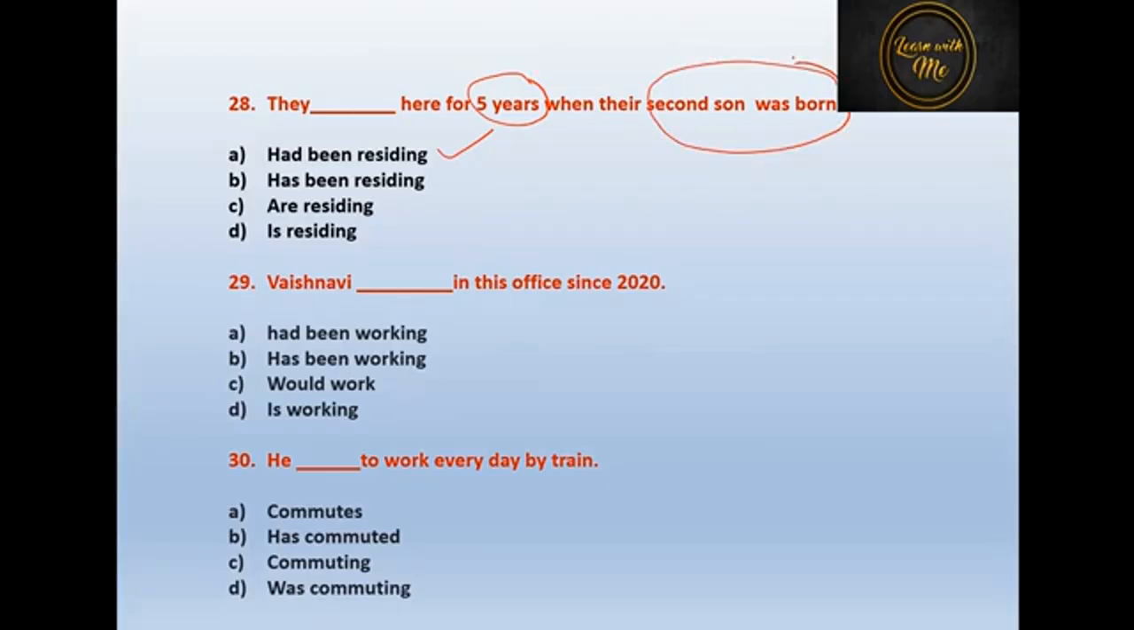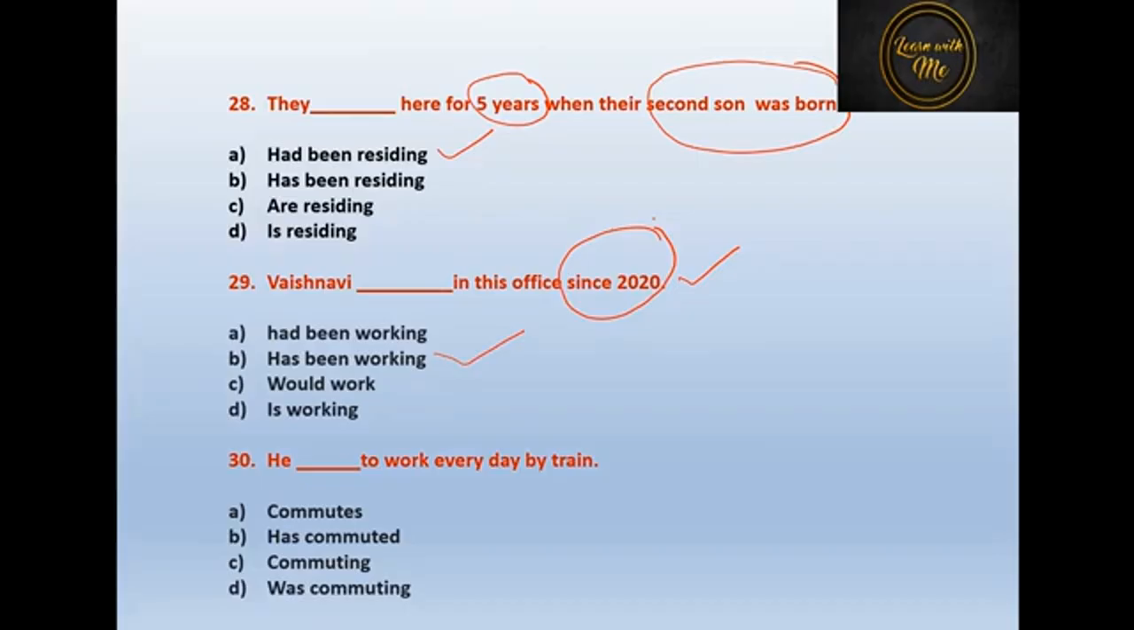Now see the next question, question number 29. Vaishnavi blank in this office since 2020. Here, this particular sentence is nothing but present perfect continuous. An action began in the past and it is still going on. Vaishnavi has been working in this office since 2020. She joined this office in the year 2020 and she did not leave, and she is still working in this particular office.